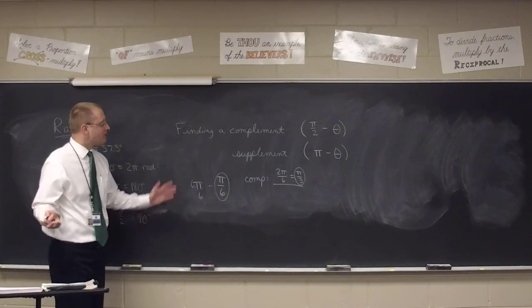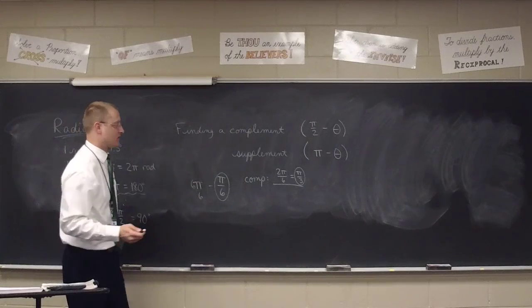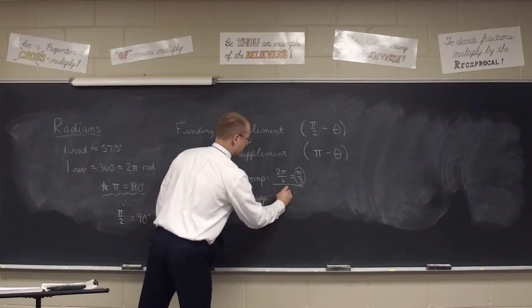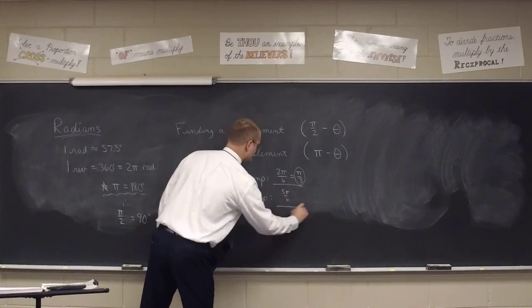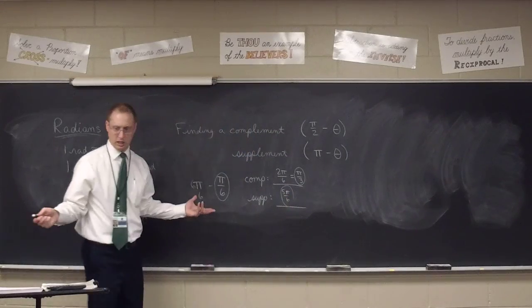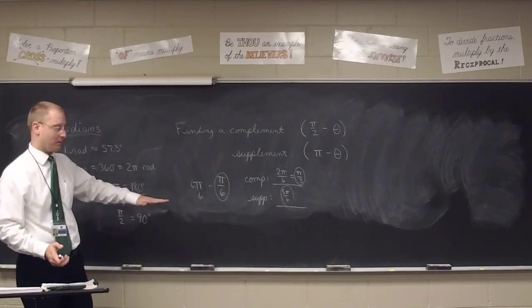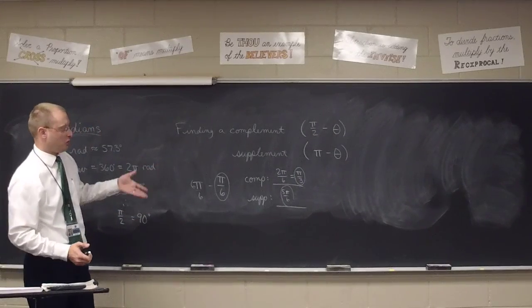Still a whole pi. 6 pi over 6 minus 1 pi over 6 gives us 5 pi over 6. So the supplement of pi over 6 is 5 pi over 6. Easy enough on how to find complement and supplement. You're not subtracting from 90 degrees and 180 degrees anymore. It's pi over 2 and pi.